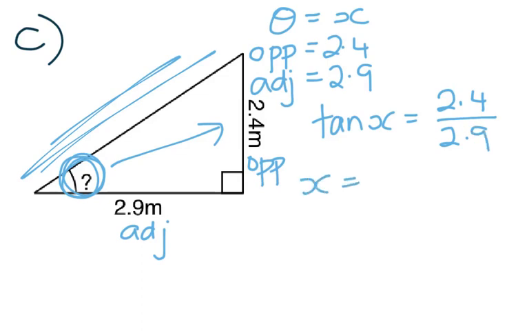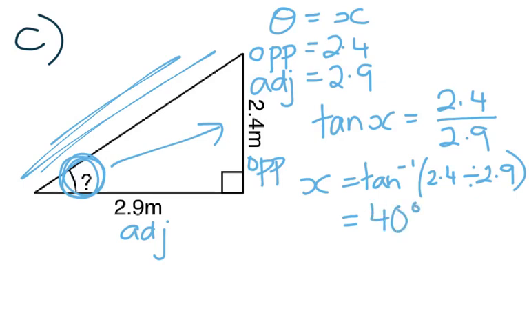Then, because we're trying to get rid of tan, and remember we're finding an angle, we're going to use that shift function, that inverse of tan, to do 2.4 divided by 2.9. So inverse tan of 2.4 divided by 2.9. And that gives us 39.6. But remember, it's an angle, so we round to 40 degrees because we're going to the nearest degree unless it says otherwise. So 40 degrees for that angle there.